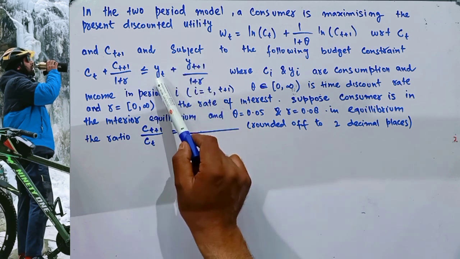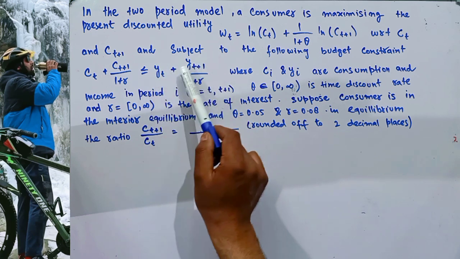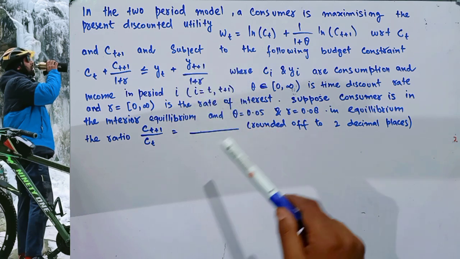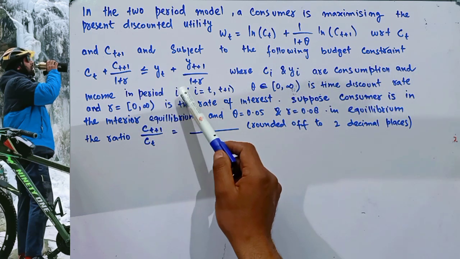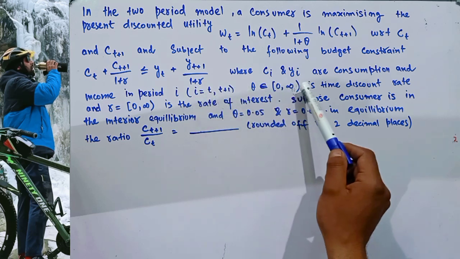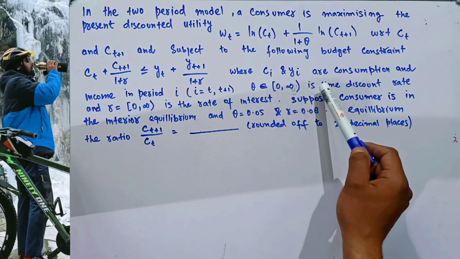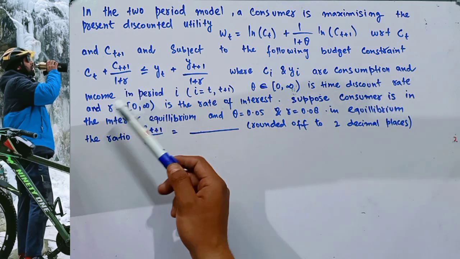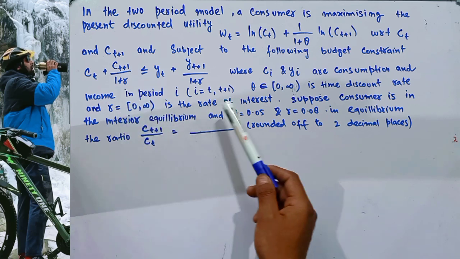should be less than or equal to Y_T plus Y_{T+1} divided by 1 plus R. Y_T denotes the current income, that is the income in period 1, plus the future income, the income in period T+1, divided by 1 plus R, where C_i and Y_i are the consumption and income in period i. The value of i is equal to T and T+1. Theta lies between 0 and infinity, including 0, that is why we have a closed interval on the left hand side, and is the time discount rate. The rate of interest R lies between 0 and infinity, including 0.